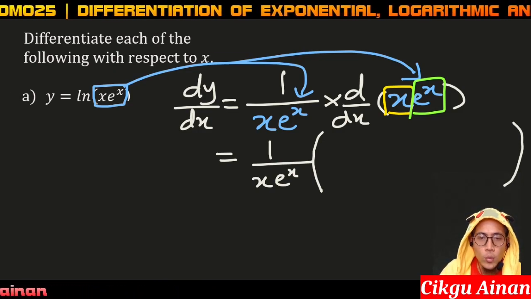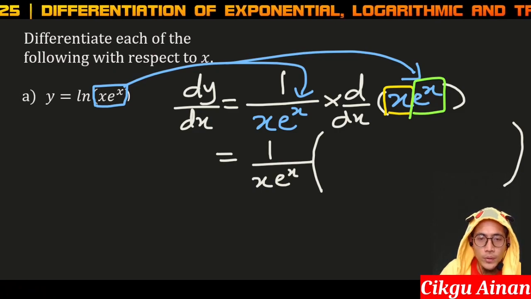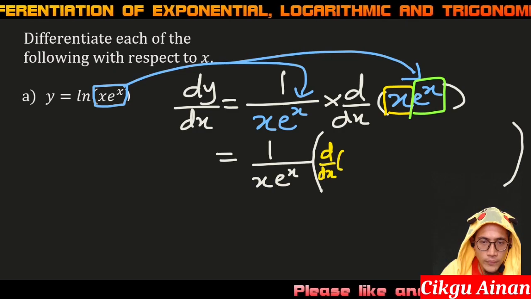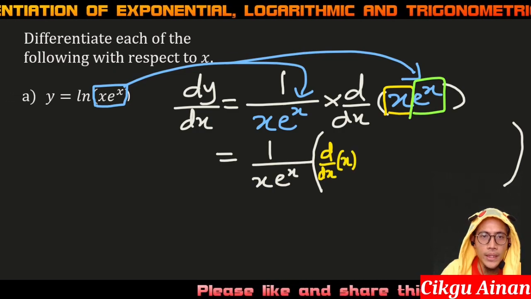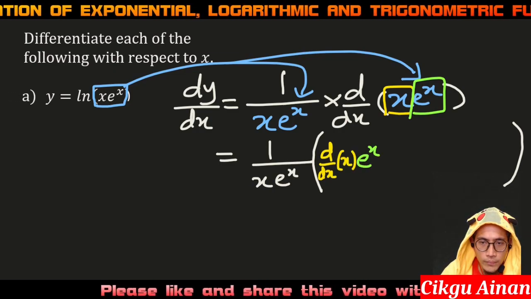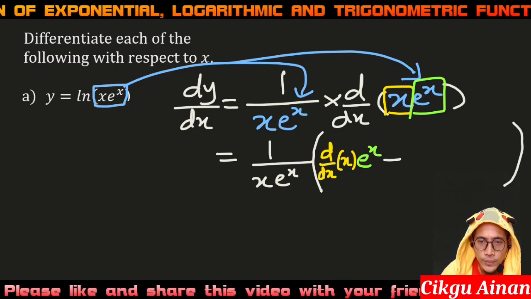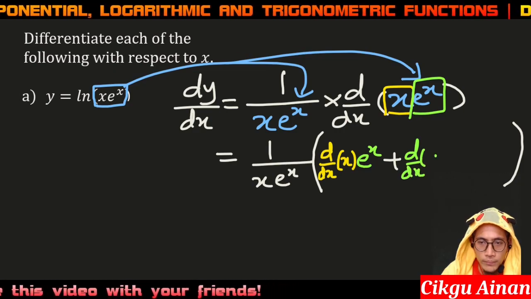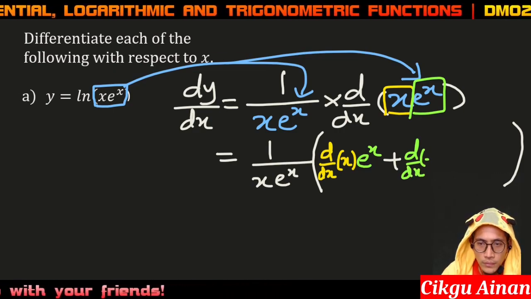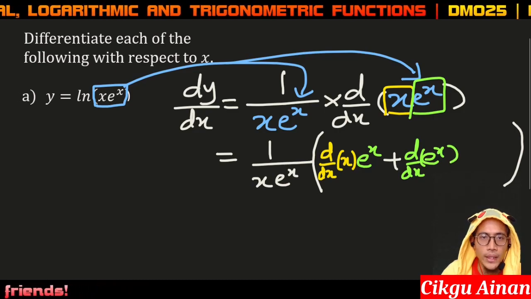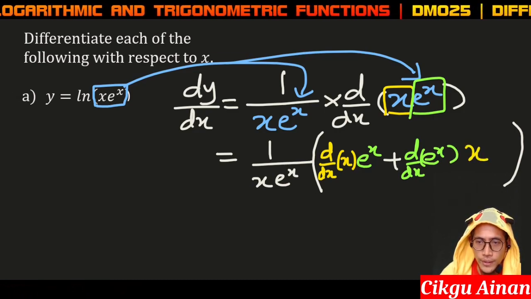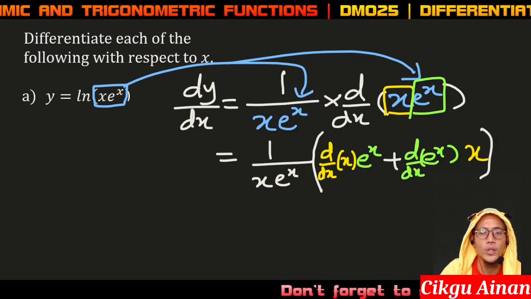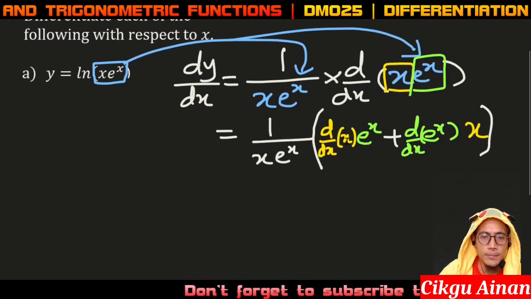Now, how to apply the product rule? The product rule is very easy. Differentiate the front one, multiply with the back one, and then differentiate the back one and multiply with the front one. Just like that. The bracket is too much. Put it there. Now let's proceed.